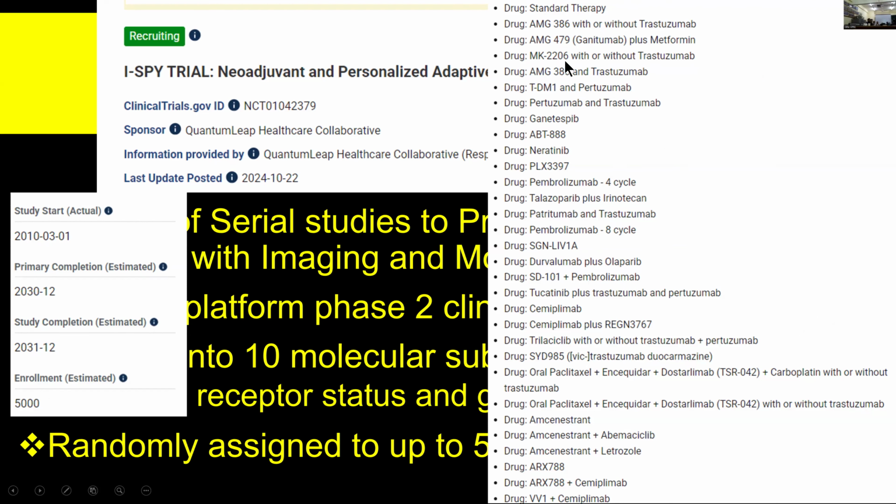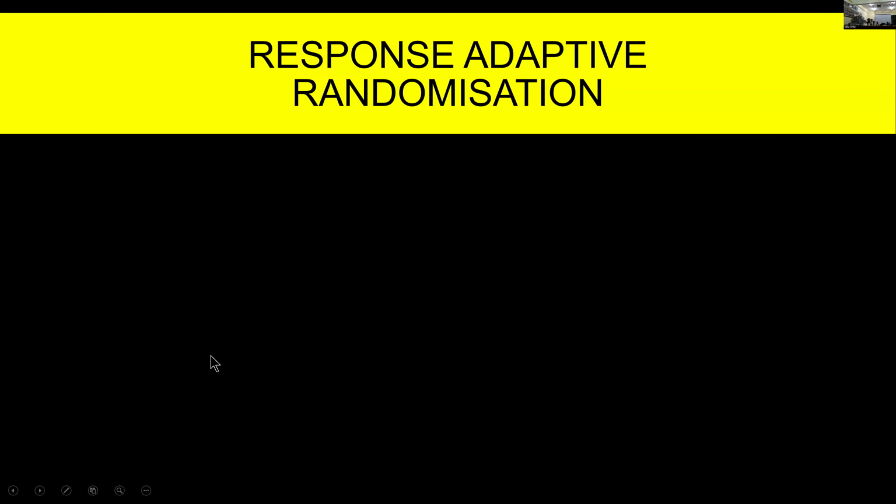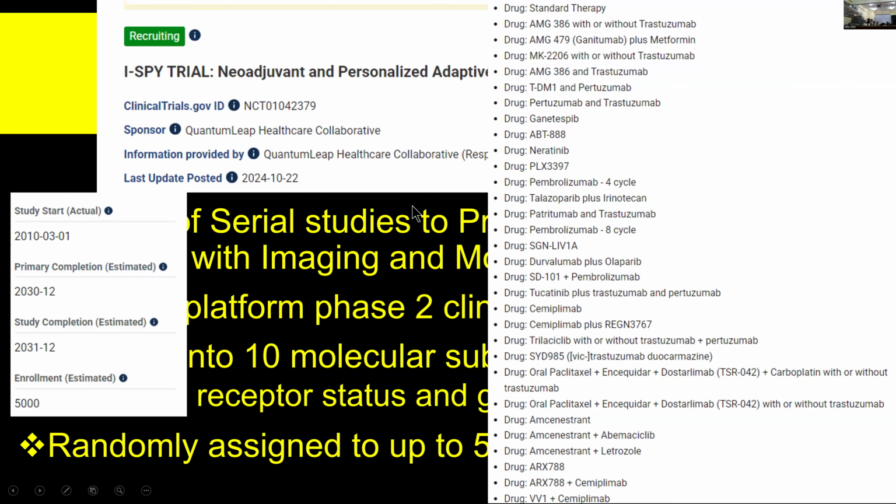This is just a snapshot of the different kinds of RCTs going on. Pembrolizumab, 4-cycle, whatever this MAP plus irinotecan. So many different combinations of treatments are being trialed on the same platform. So that is one type of adaptive randomization.